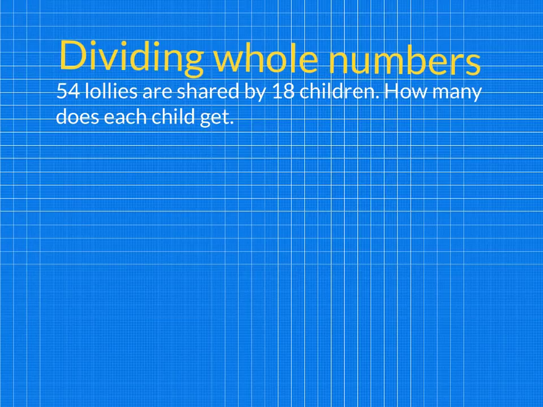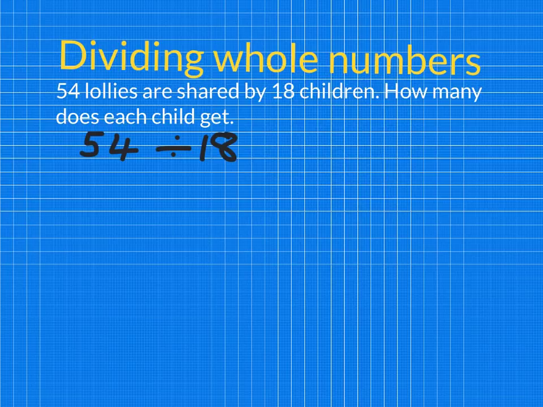In this little video, we're going to see how to divide whole numbers and use prime factorizations to help us with that. So, 54 lollies are shared by 18 children. How many does each child get? First of all, we need to change the problem into numbers. So 54 lollies are shared by 18 children. That then becomes a division.